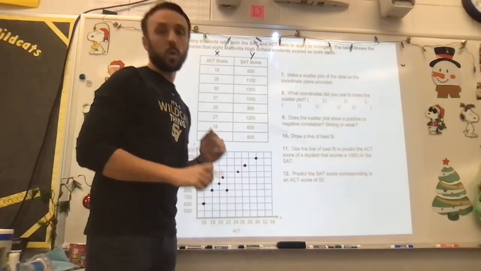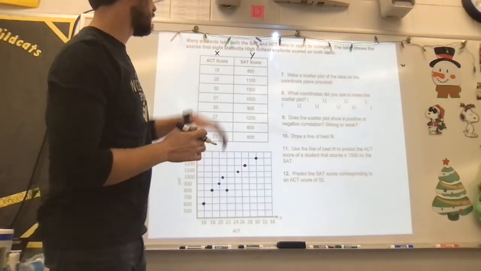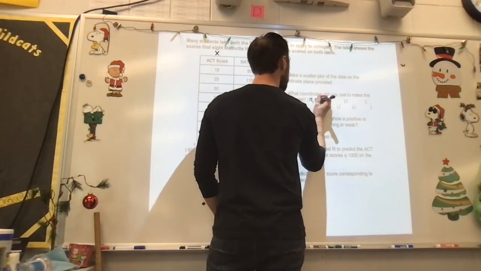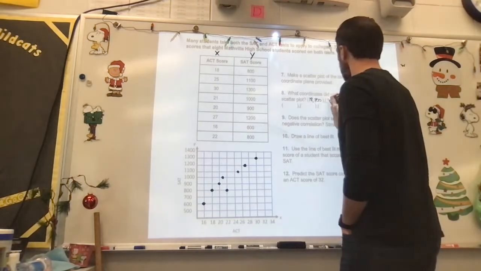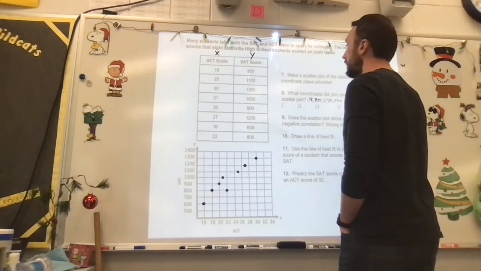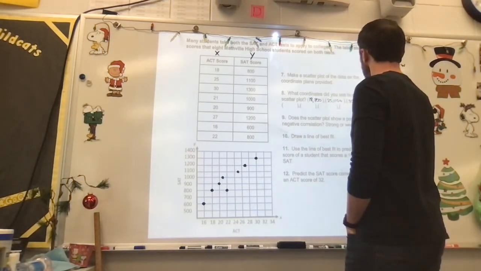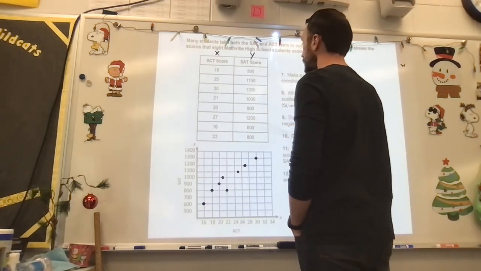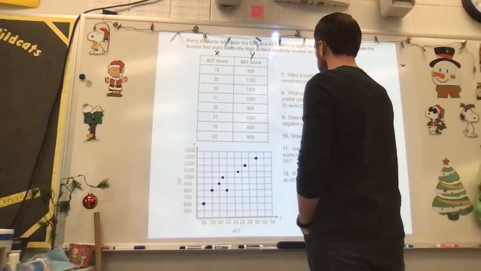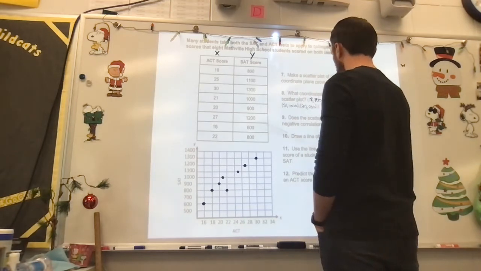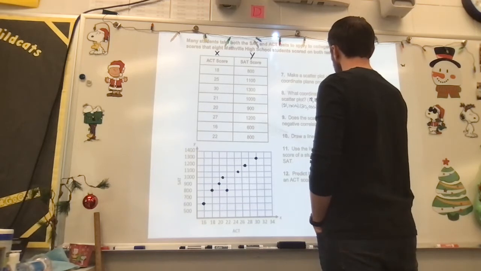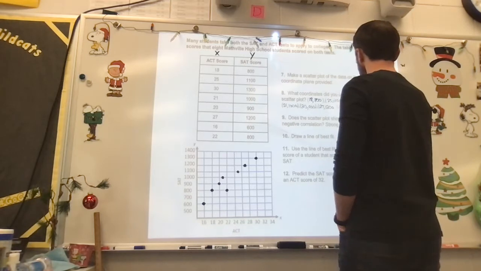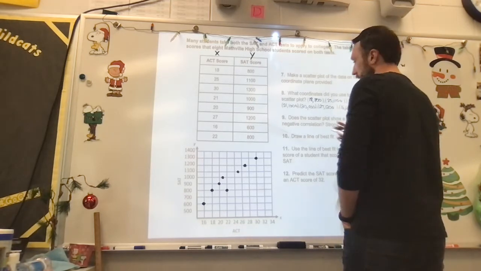Number 8 says, what coordinates did we use to make the scatter plot? Well, if this is our x and this is our y, we use 18, 800. We use 25, 1100. 30, 1300. 21, 1000. 20, 900. 27, 1200. 16, 600. And 22, 800.